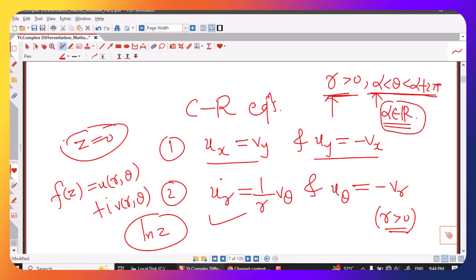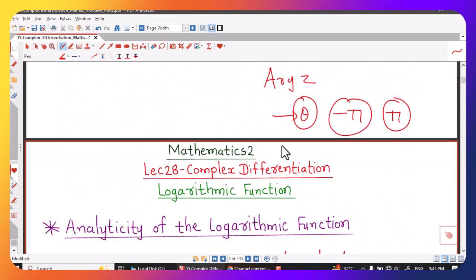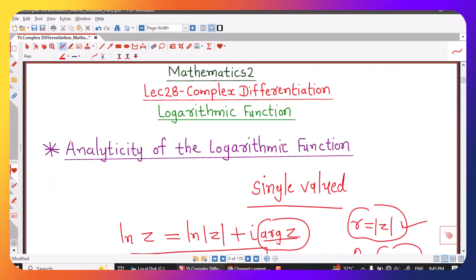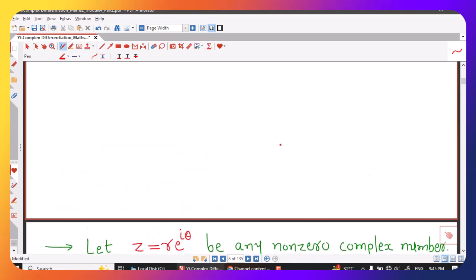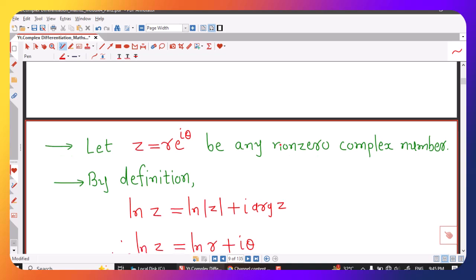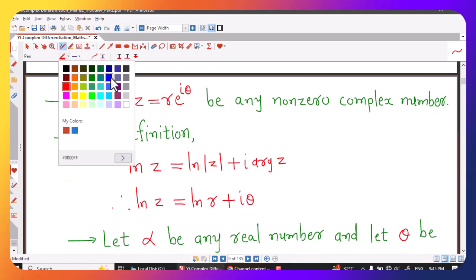First we will check the satisfaction of the Cauchy-Riemann equations using polar form, and then we will check the continuity condition also. Here theta is between alpha and alpha plus 2 pi, and because r is greater than 0, we have z non-zero. Now we try to determine the differentiability. Before that I have written all these things systematically. Suppose you are asked to check the analyticity of the logarithmic function, then you can start writing in this way.